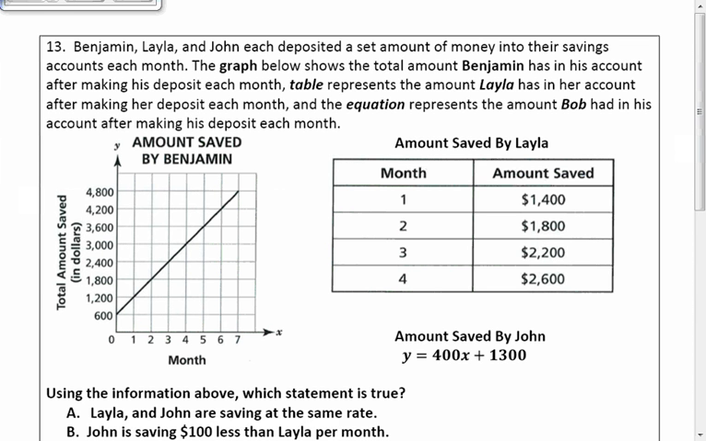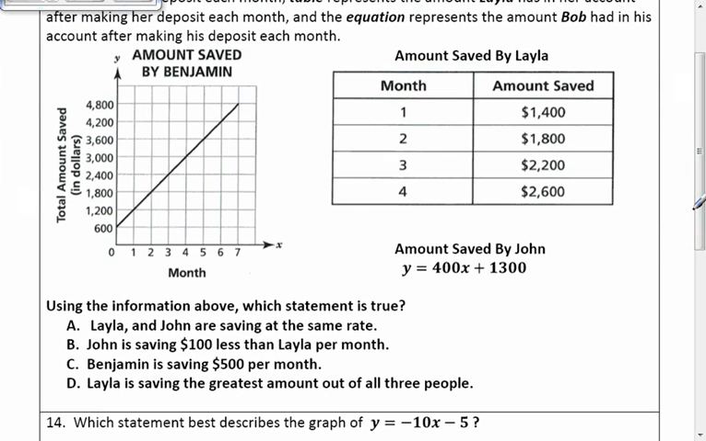Benjamin, Layla, and John each deposited a set amount of money, and so on. They want to know which statement is true. So we have to figure out how much they're saving per month based on the choices. If we look at Ben, he's on the graph, do rise over run, up 600 over 1, so 600 over 1.